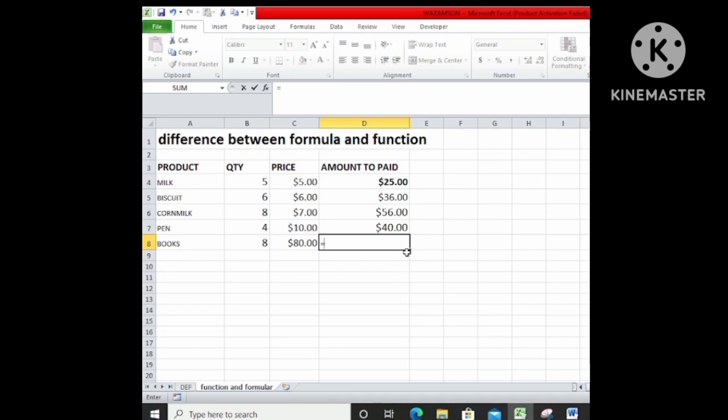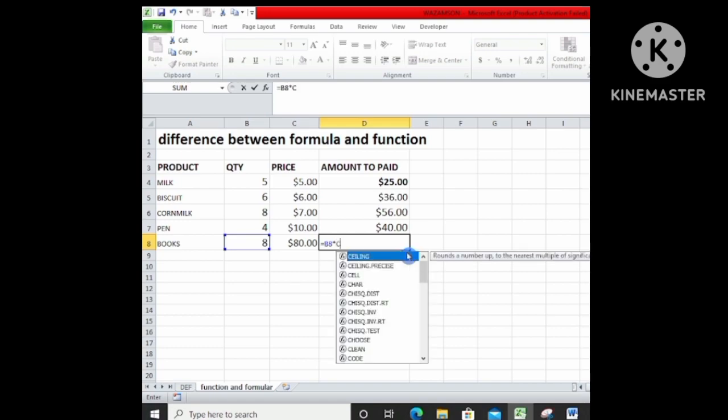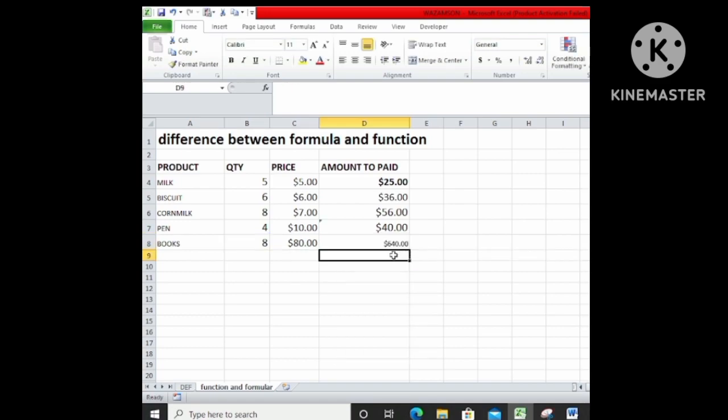And also B8, multiply it by C8. Say C8. You see, equals to. So what we are doing is what we call a formula. We input the expression. And if you look at the formula bar here, you can see what the expression is right up here. Okay, this expression you have put is a formula. And I hope, of course, you have the same answers if you use function.